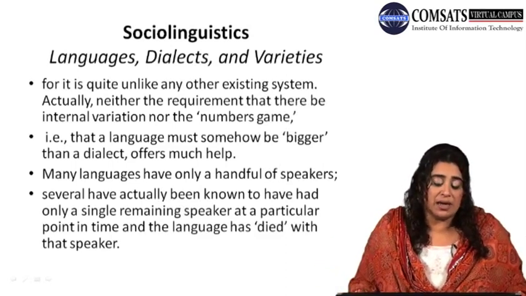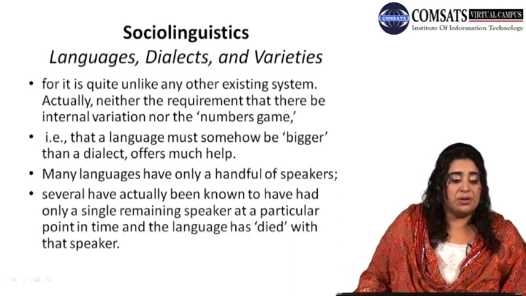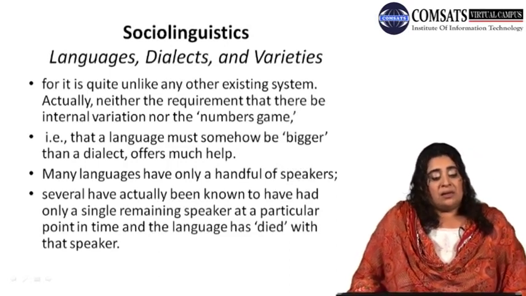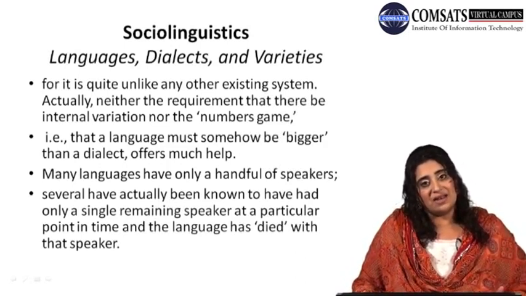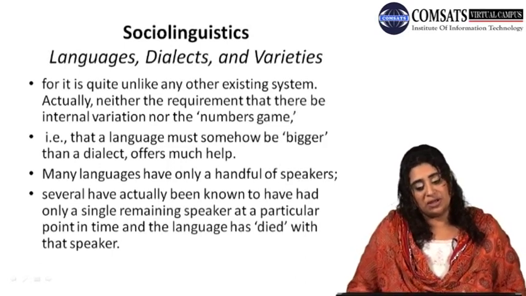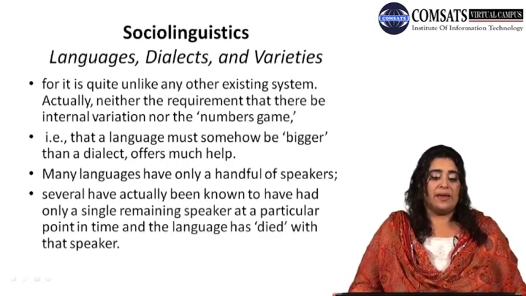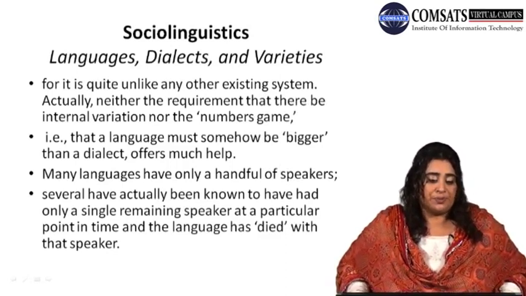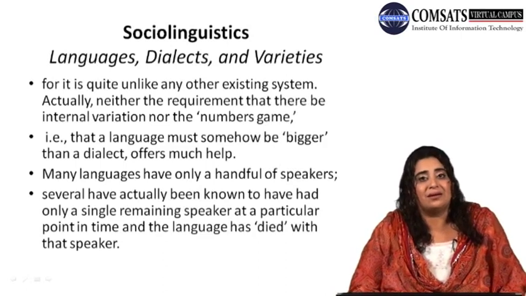So some languages are such that maybe one person or an elderly person of that community or country would be speaking a specific language, and then when that person and his generation die out, instead of that language being transferred from generation to generation, it dies with the person. So the language dies out, and then a new language would emerge. So in language, we say that it must somehow be bigger than a dialect.